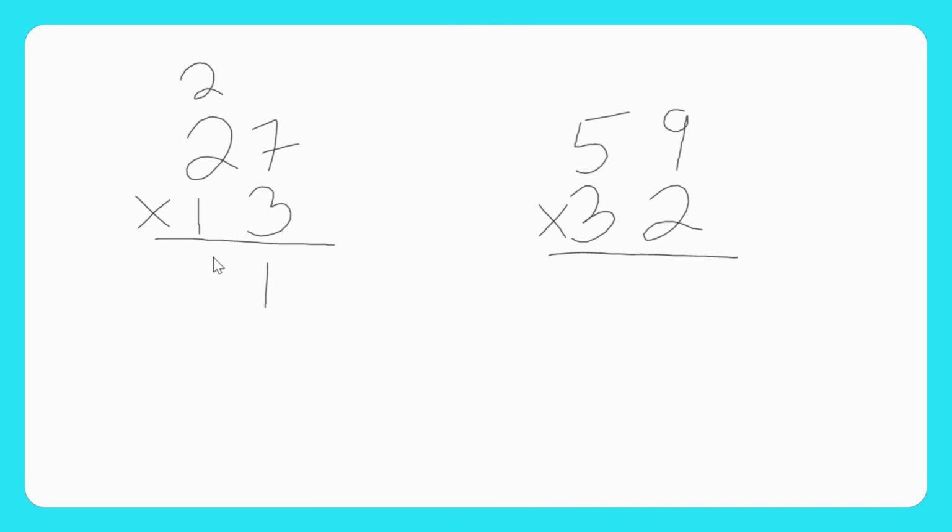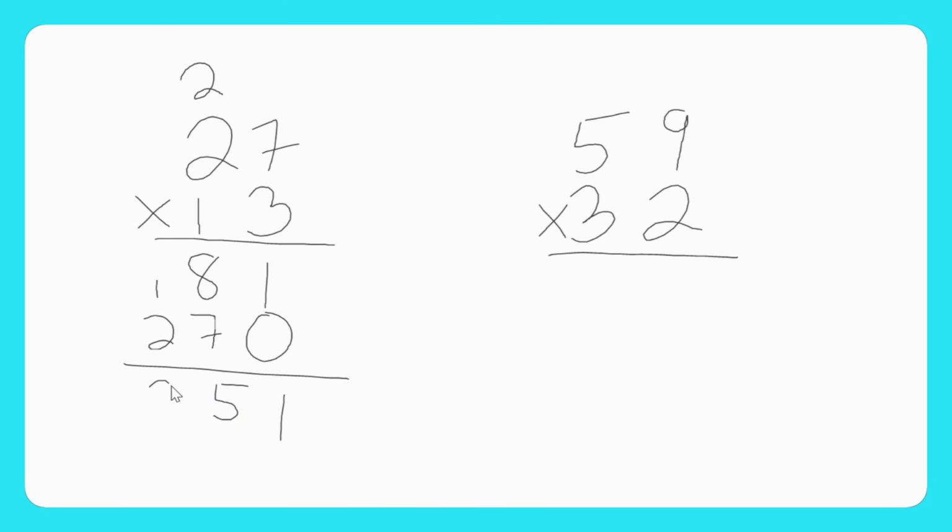I did 3 times 7 equals 21. I carried the 2 and recorded the 1. Then I did 3 times 2 plus 2 to get 8. Then I put my 0 to hold my place. After that, I did 1 times 7 equals 7 and 1 times 2 equals 2. Finally, I added 81 plus 270 to get 351.